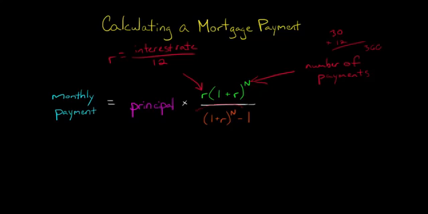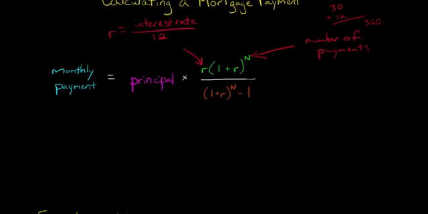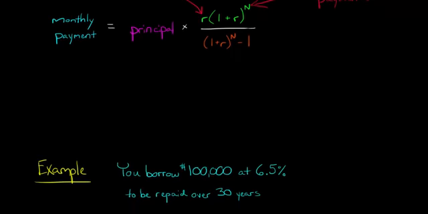And then the denominator just has that 1 plus R to the nth power, and then we subtract 1. If we follow this formula, that's going to yield our monthly mortgage payment. To simplify things, we're not going to think about property taxes or other things that might be lumped in with the mortgage payment. We're just going to think about repaying the principal and the interest for right now, just so you can get a feel for how you would go about calculating this for a mortgage.